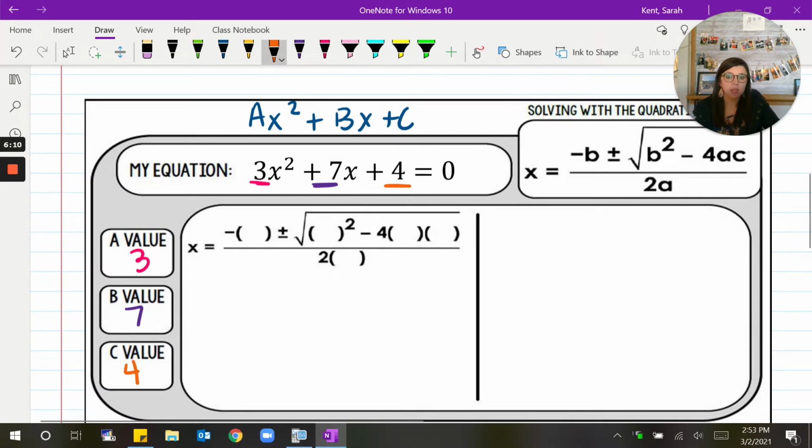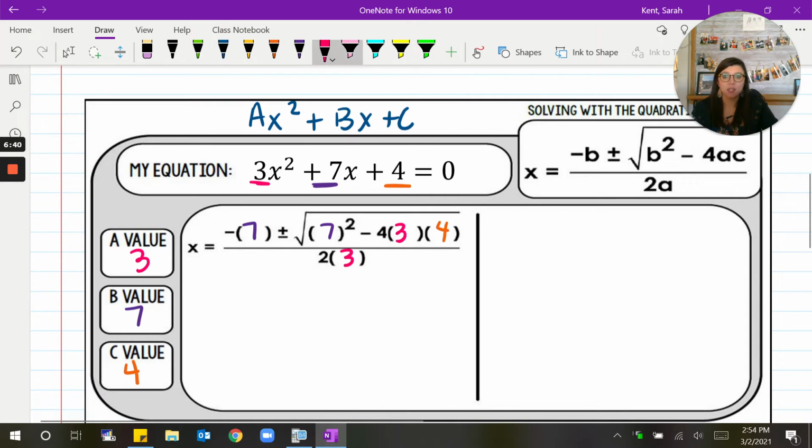So now I'll plug in. So I want B, B. So I want 7, 7. And then I want A, C at the end. So my A is 3 and my C is 4. And then on bottom, 2A, A is 3. So again, I just took the numbers and plugged them in with what the formula tells me.